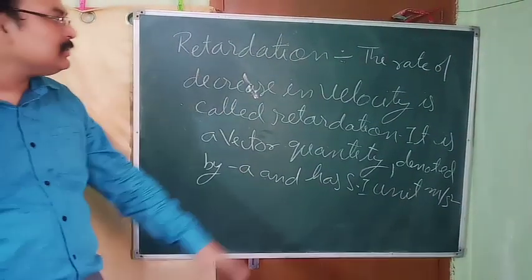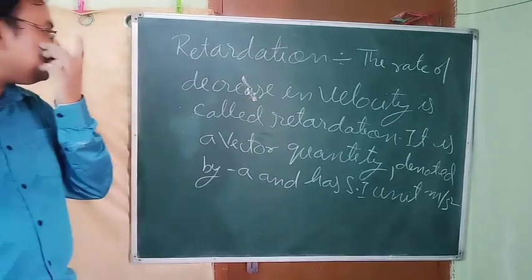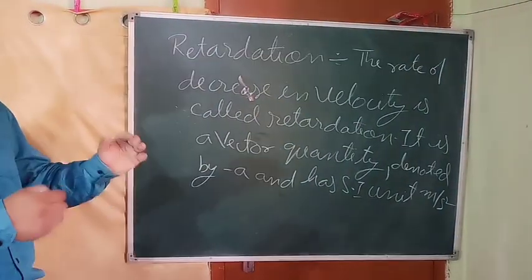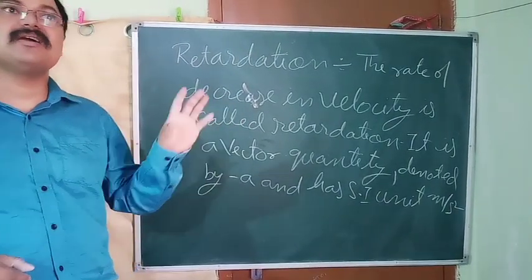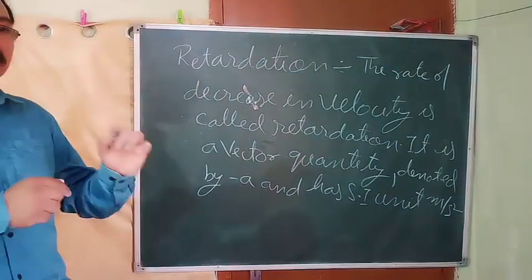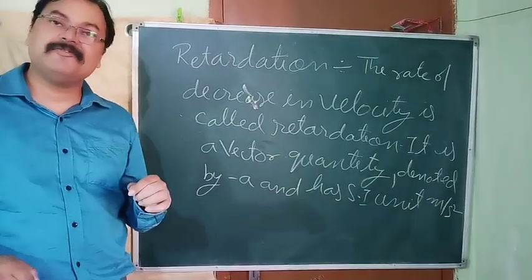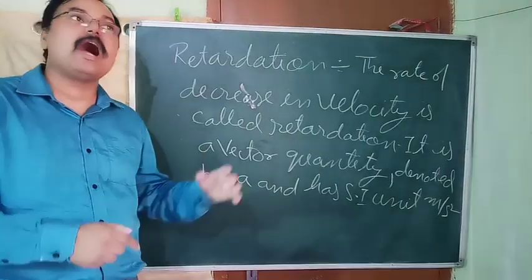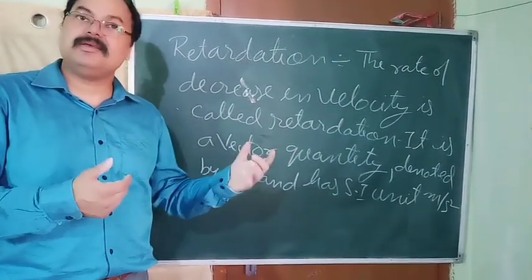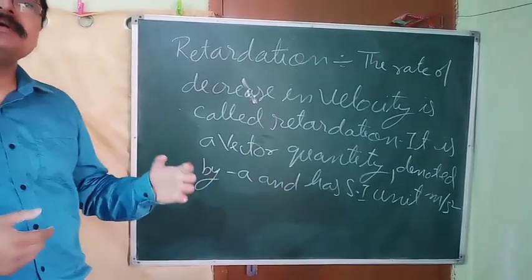Retardation, what is it? The rate of decrease in velocity is called retardation. That means the pace with which the velocity is decreasing. Suppose the initial velocity is 100 meter per second, and what you found is, after 1 second it became 95. After 2 seconds it became 90. After 3 seconds it became 85. After 4 seconds it became 80. After 5 seconds it became 75.